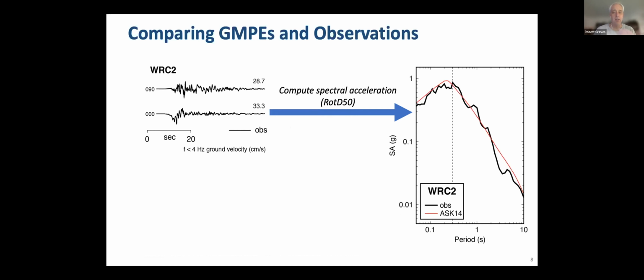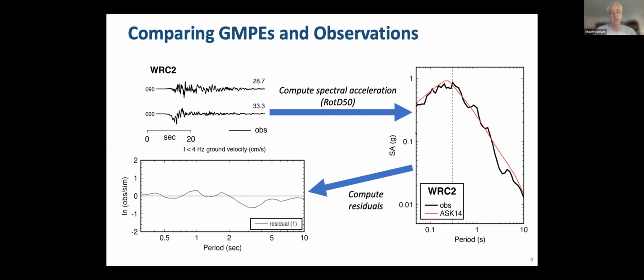As an example here, I'm using the ground motion prediction equation from Abrahamson, Silva, and Kamai, 2014, from the NGA West 2 project. That's shown by the red curve. And we're using the site-specific parameters for this particular location. In this case, visually comparing these two, the match is pretty good.